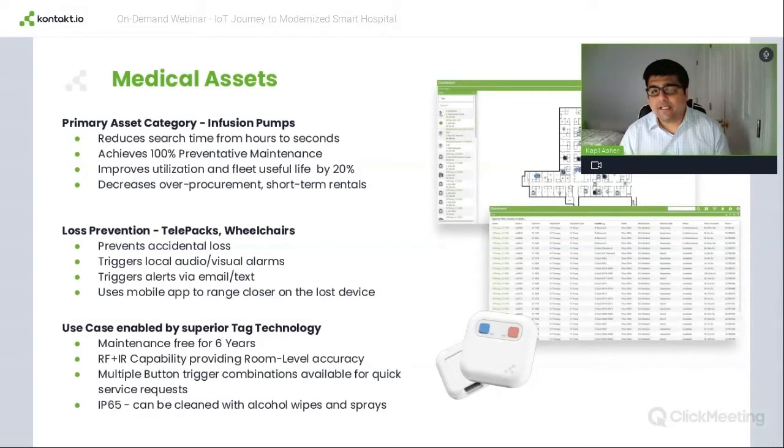By increasing utilization, you can decrease over-procurement. You don't need any buffer quantities to satisfy the nurses' needs. You can reduce your short-term rentals when the census is high. And all of this leads to hard dollar ROI savings, right?